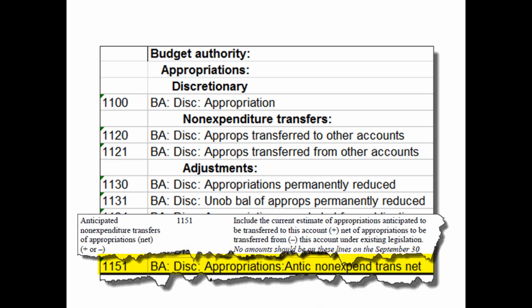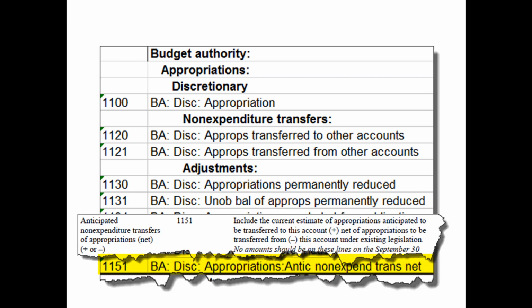Line 1151 identifies the current estimate of appropriations anticipated to be transferred to this account, net of appropriations to be transferred from this account under existing legislation. This line is very similar to line 1040, except that it reflects new authority rather than unobligated balances.